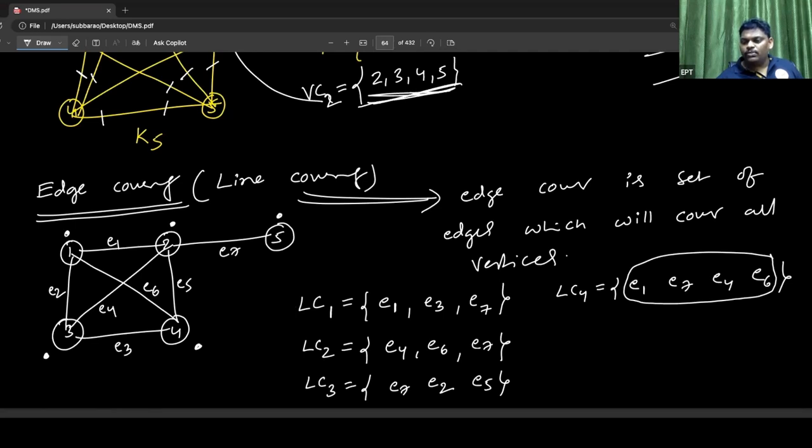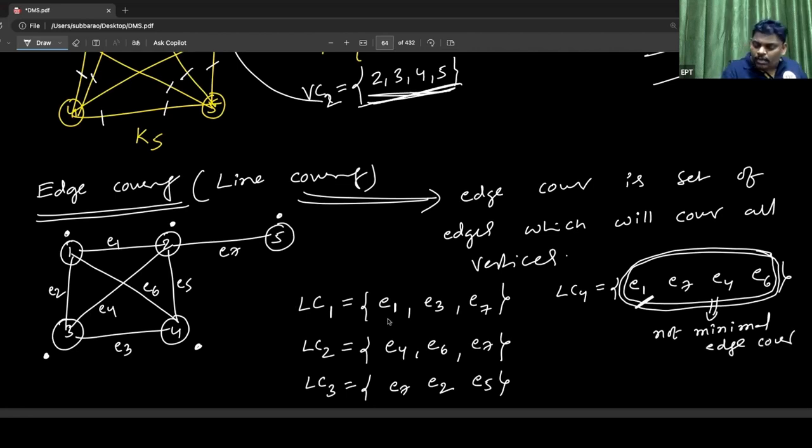If I delete any edge, someone is saying that E1 we can delete. Is it so? Then who will cover 1? If I delete E1, E6 will cover it. So remember, in this one, if you observe clearly, if I delete E1, it is still working. So it is not a minimal edge cover, because I can delete an edge.